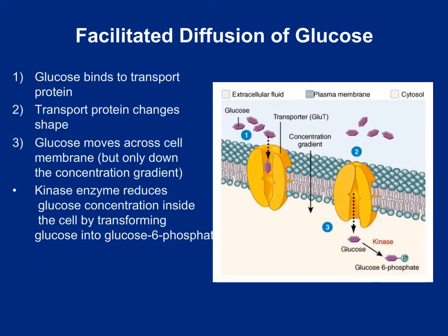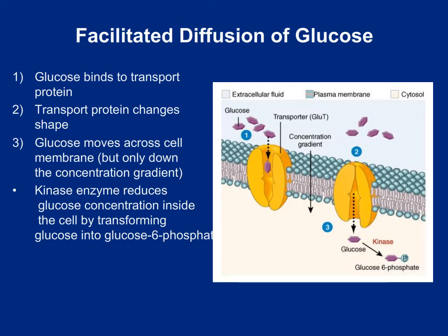Another type of diffusion that utilizes transmembrane proteins is something called facilitated diffusion. Facilitated diffusion is very similar to the diffusion through the protein channels, but the only difference is that the protein undergoes a conformational change as the solute moves from one side of the membrane to the other.